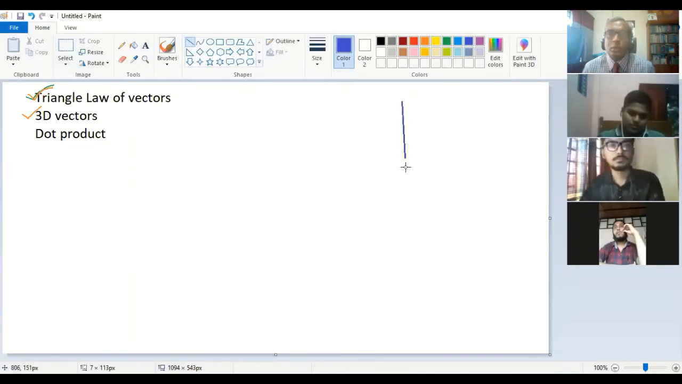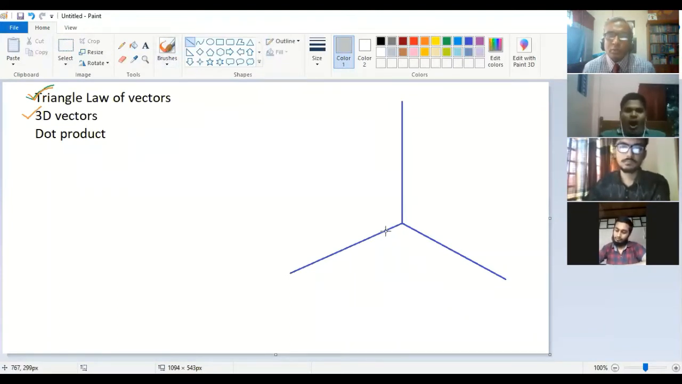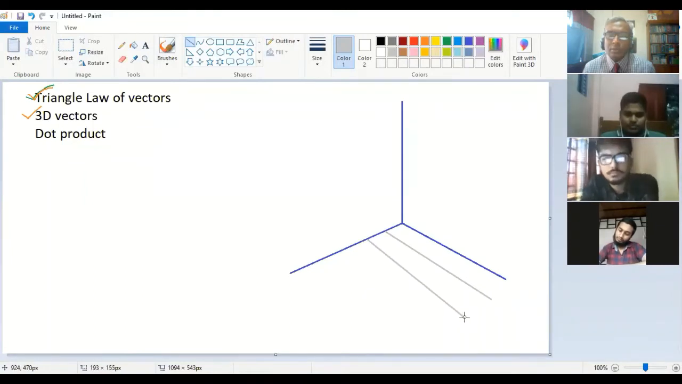Now I am drawing another system, which we will call the x-axis, y-axis, and z-axis. This is the three-dimensional axis. You can consider this as a corner of a room, which is easy to understand. The lower part is the floor. So let me just draw the floor like this. So this will be the floor.